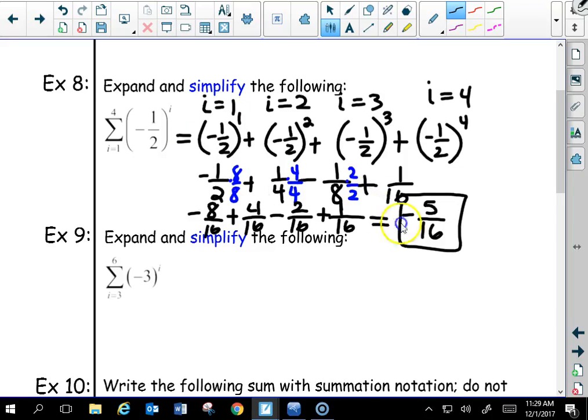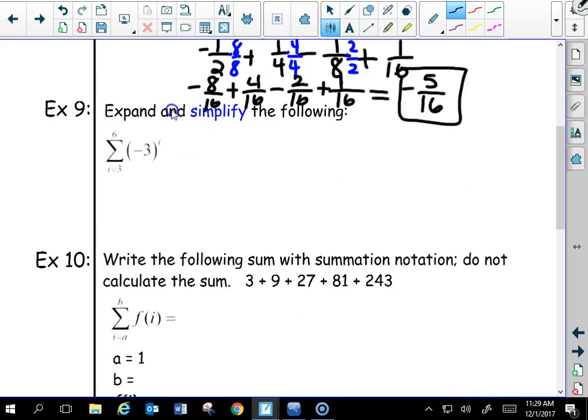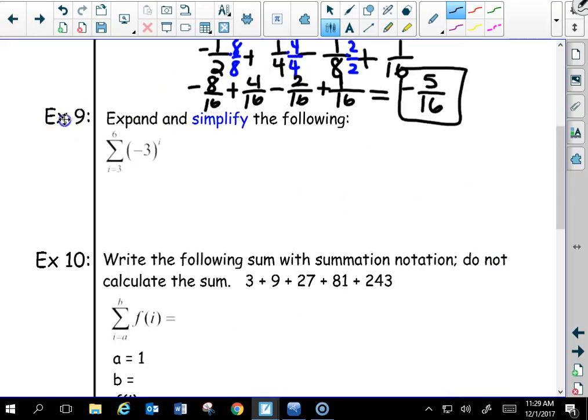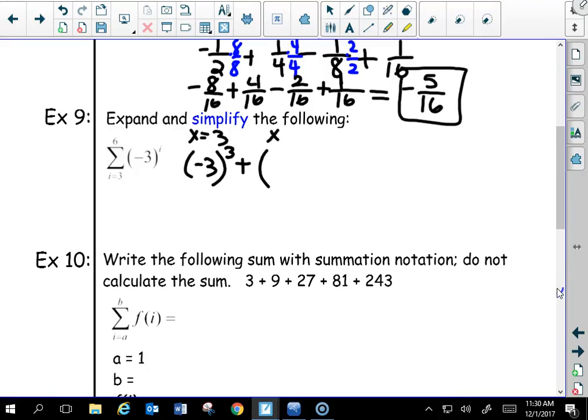Okay, example 9, expand and simplify. Kind of the same idea. Well, absolutely the same idea. But, you know, watch the indexes. And again, I think the reason they're doing this is because in a few examples, try that with an I.